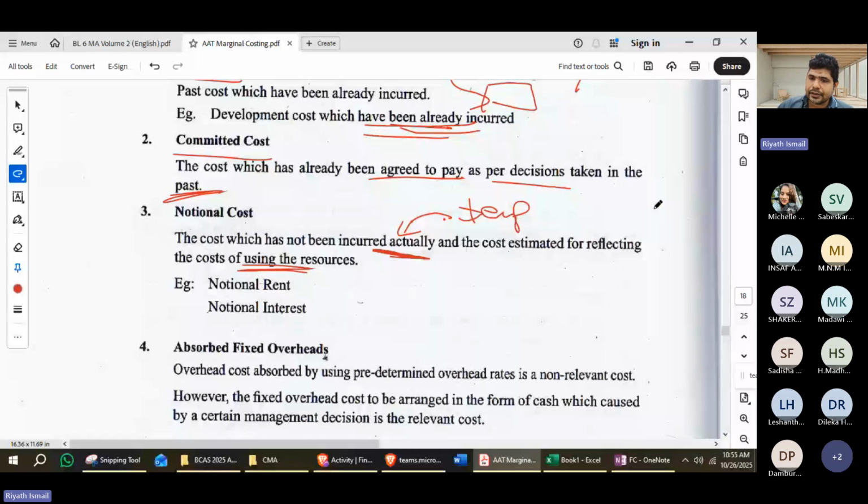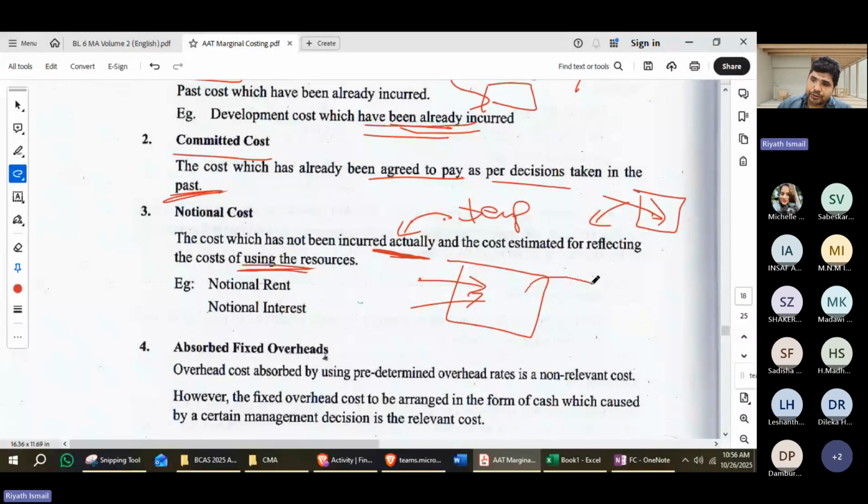Say you are working here and you charge some salary for yourself, a notional cost, right? And you run your shop in your own building, right? You assume a rent for yourself. So that is also a notional cost, but it can become an opportunity cost.